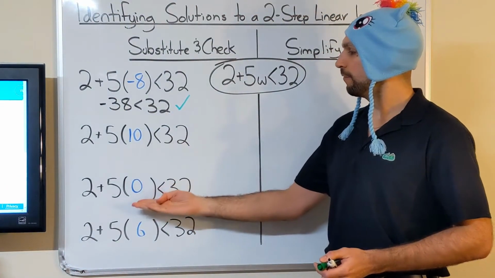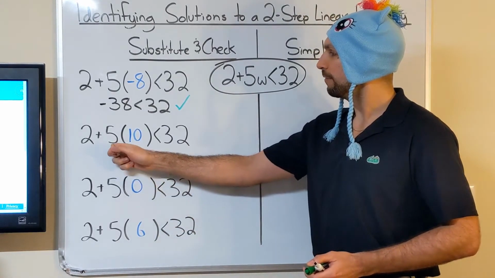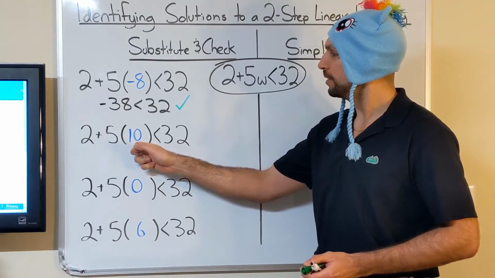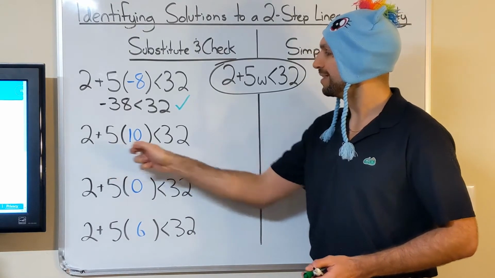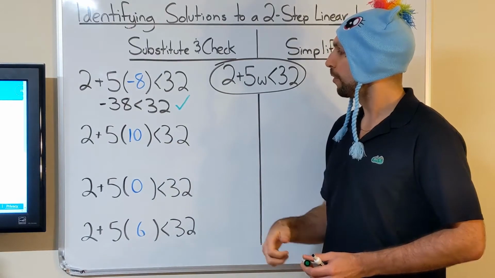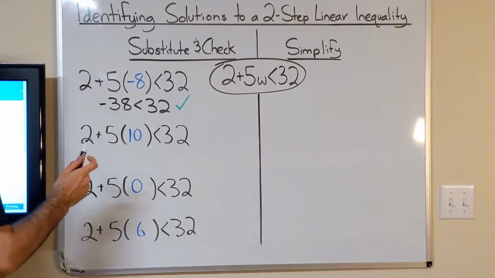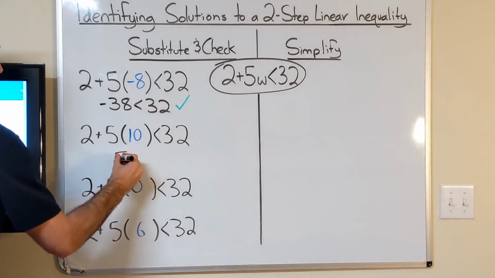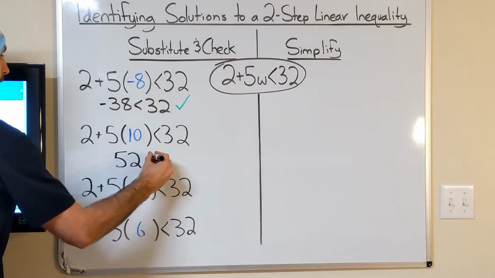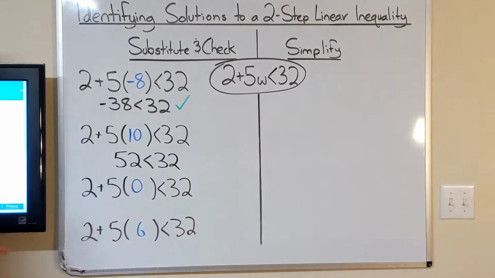We're going to do the same thing for each of these other possible solutions, each time simplifying by first multiplying the value we substituted in that could be a solution by 5, adding 2, and seeing if that's true for our inequality. So 5 times 10 is 50, plus 2 is going to be 52. Is 52 greater than 32? Well, in this case, that's certainly not.